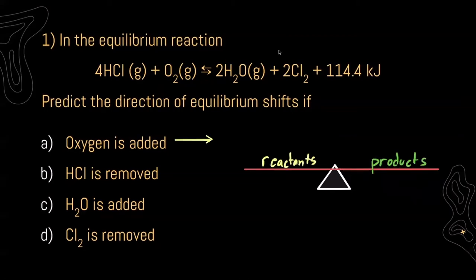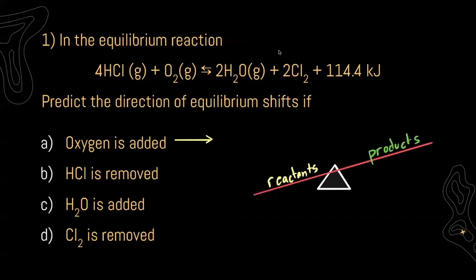B asks, what if we remove HCl? Looking at my seesaw, I am going to be losing HCl. It's going to go down. Thinking of the direction that my reaction is going to go to, it's going to go towards my reactants. It's going to go to the left.